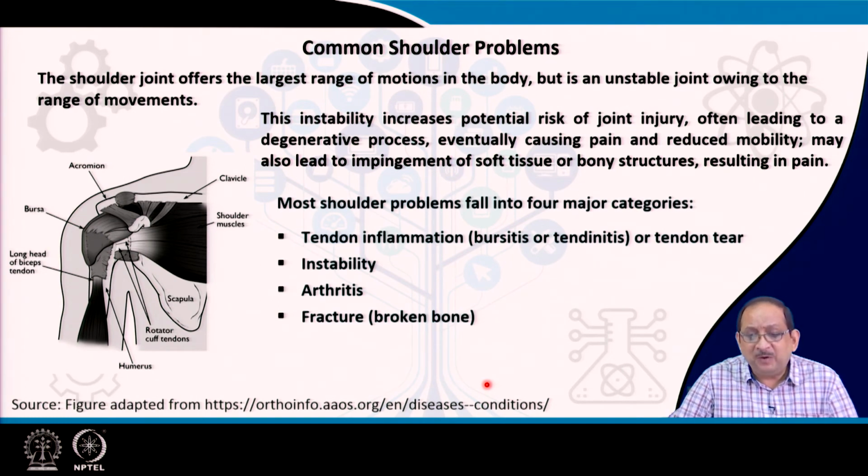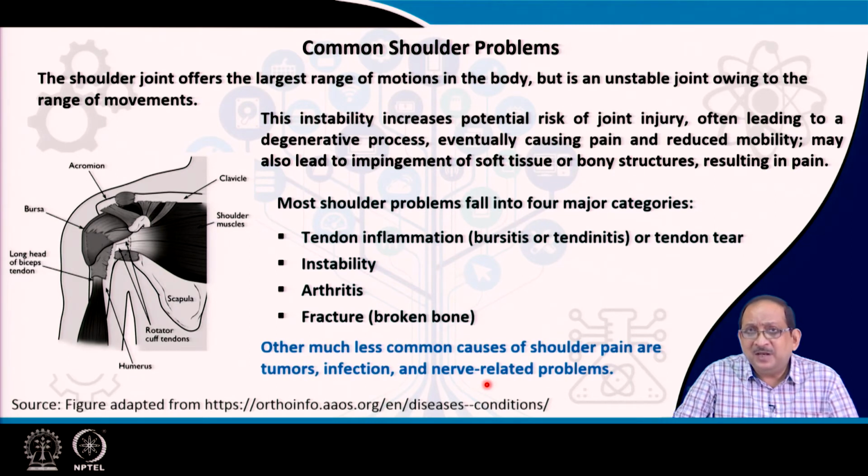Most shoulder problems fall under four major categories. The first is tendon inflammation or tendon tear. The second is instability. Third is the common bone degenerative disease, that is arthritis. And the fourth is bone fracture.